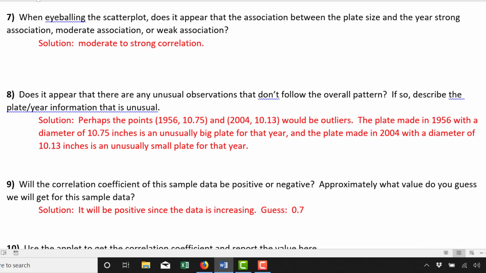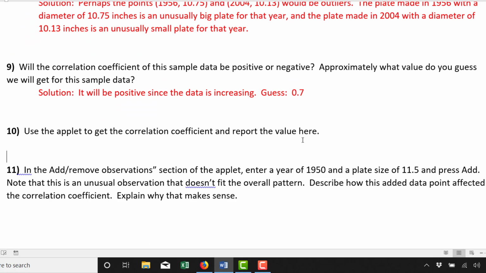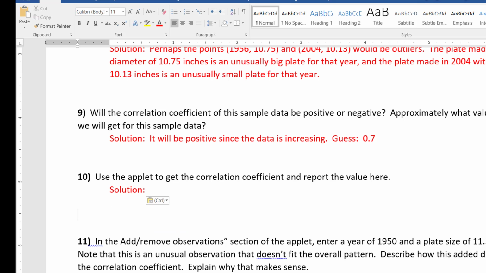And now it's asking finally to use the applet to get the actual correlation coefficient. So the actual correlation coefficient, if I click the correlation coefficient button, it says it's 0.6. So my guess wasn't that far off. I said 0.7. Remember, the symbol we use is r because this comes from a sample. So our sample correlation coefficient is 0.6, which is positive because the data is increasing.